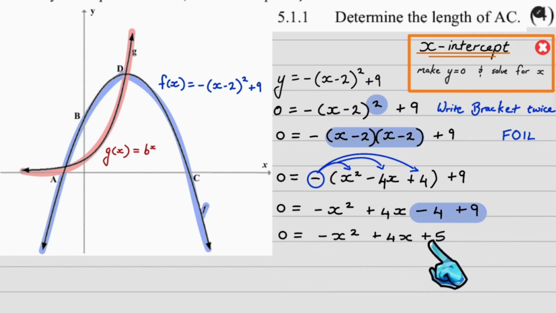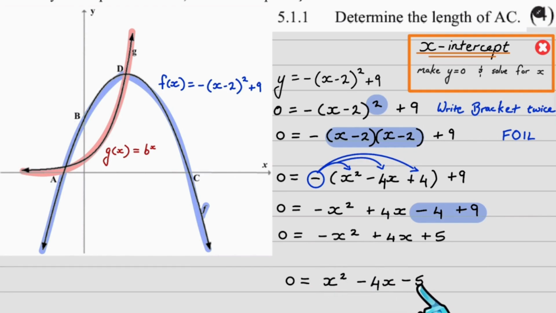And now I can't factorize this thing just yet. This negative is bothering me. So I'm going to divide everything by negative 1. So essentially everything's sign will change. This will change to a positive, this will change to a negative, and this will change to a negative. Okay, now that that negative is gone, we can start factorizing the trinomial.